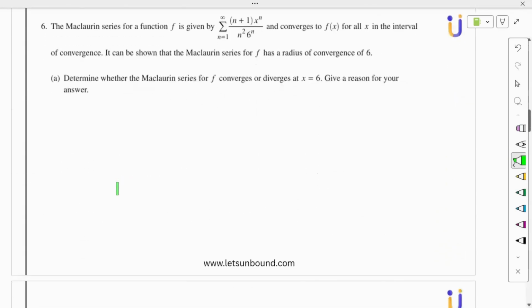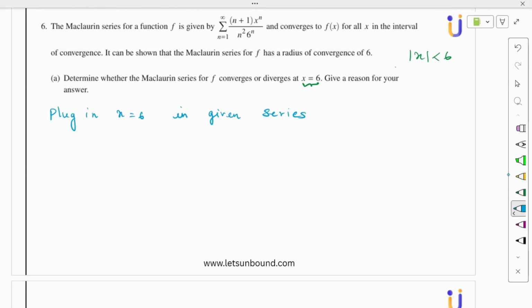Determine whether the Maclaurin series for f converges or diverges at x is equal to 6. They clearly stated that it is convergent for all the x in the interval of convergence. The radius of convergence is 6, so for mod x less than 6, it will be convergent. But what happens exactly at 6? We are checking the convergence at the endpoint, right? So it's very simple. You need to check at the endpoint. Just plug in x is equal to 6 in the given series.